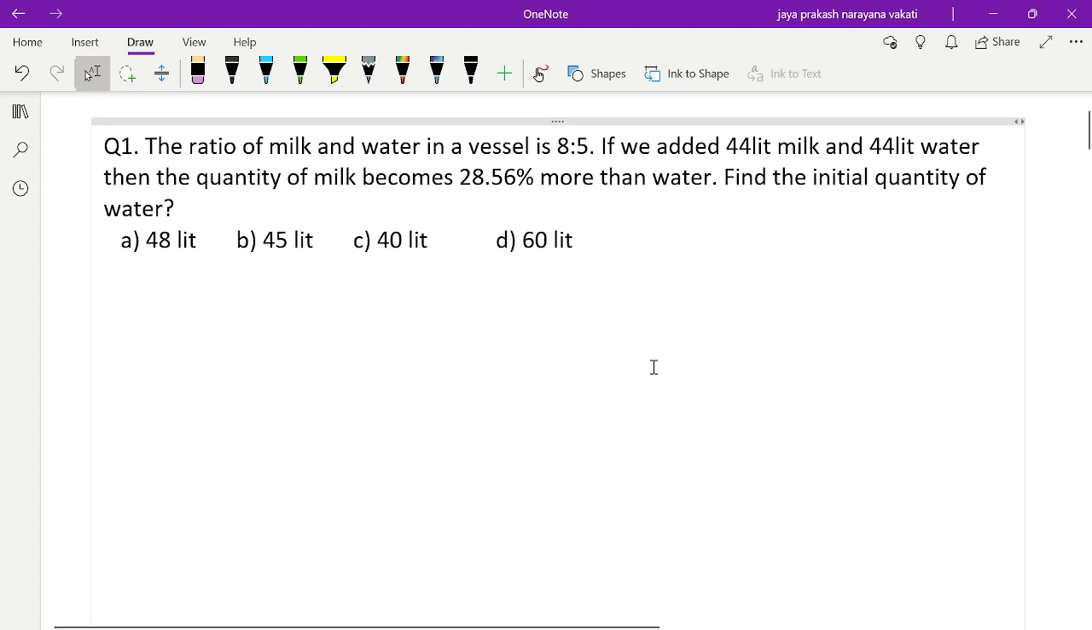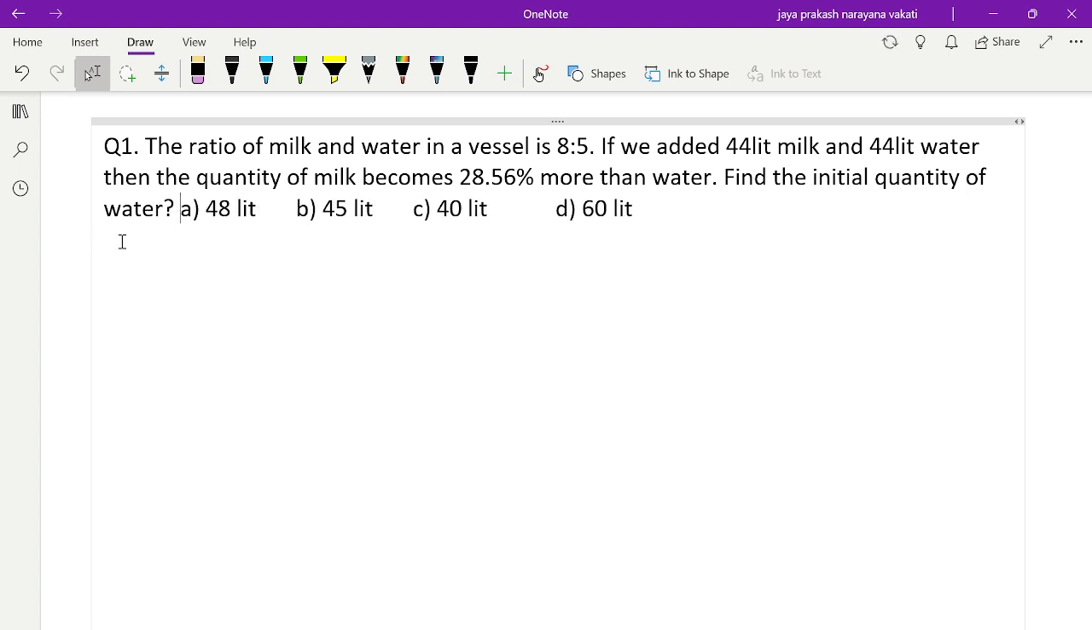The ratio of milk and water in a vessel is 8 is to 5. If we added 44 liters of milk and 44 liters of water, then the quantity of milk becomes 28.56% more than water. Find the initial quantity of water. Nice, this is a good question, guys. Let me check into it.